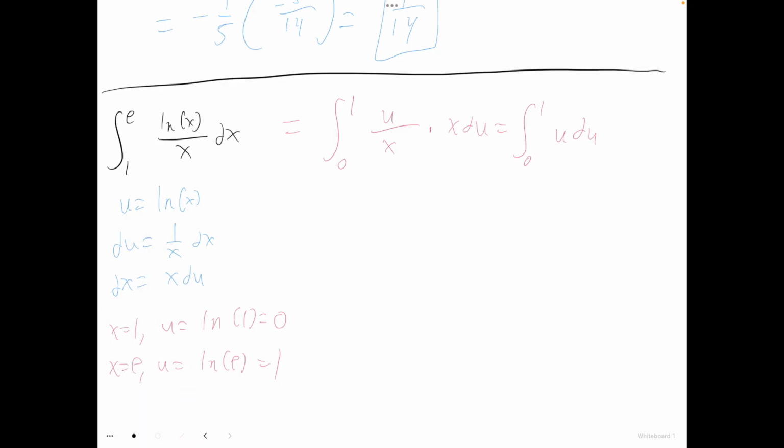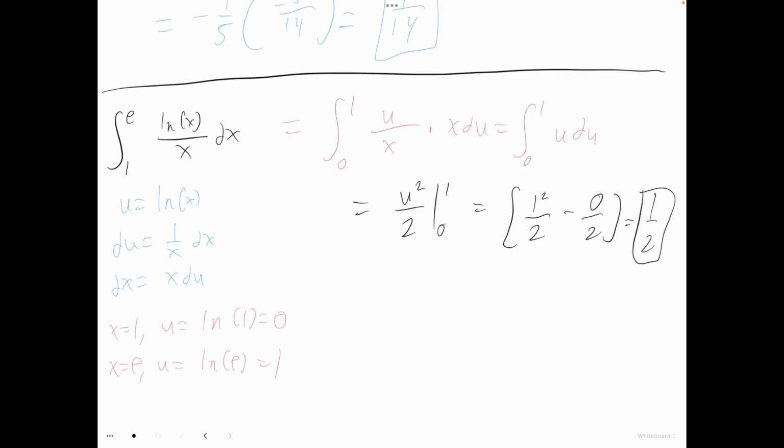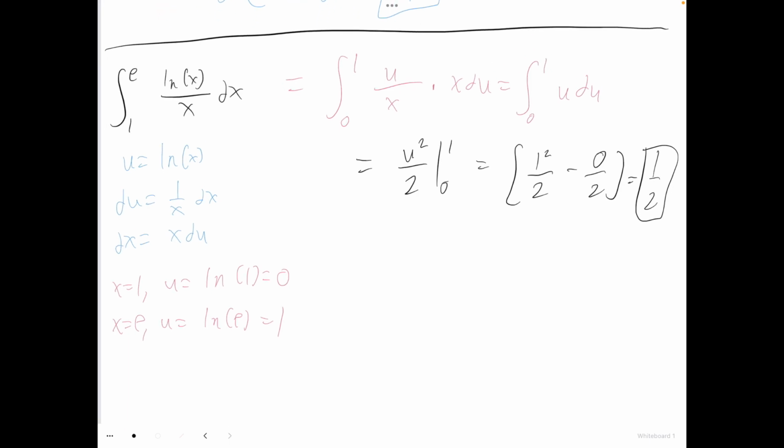So that's our result from plugging in our bounds. And so we're then going to have u squared over 2 from 0 to 1. And this then just becomes 1 squared over 2 minus 0 over 2. So we're left with 1/2. Okay, so this one is pretty straightforward. Hopefully that all makes sense with what we did here.